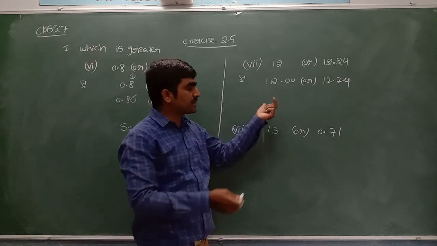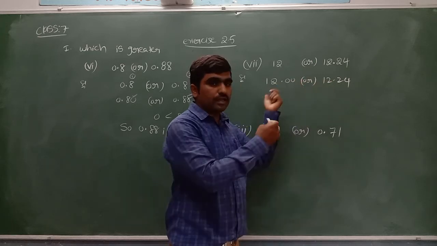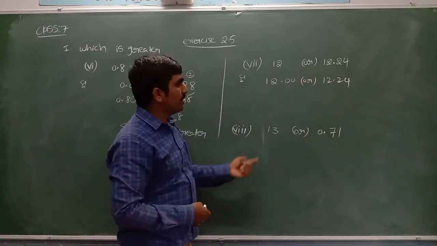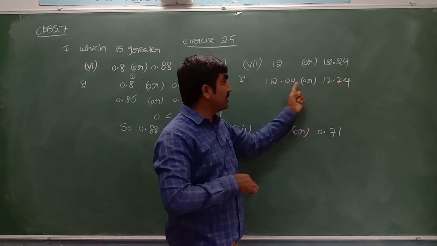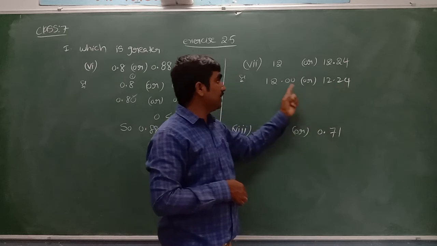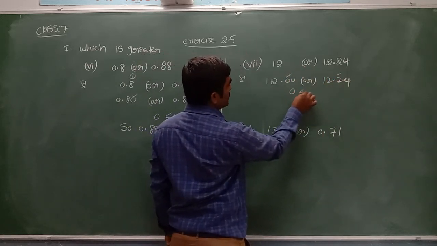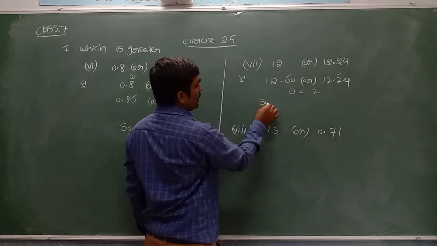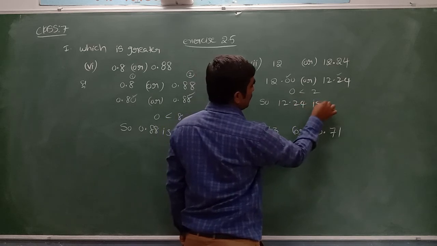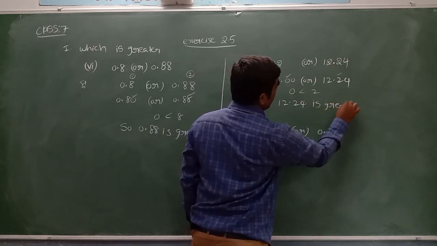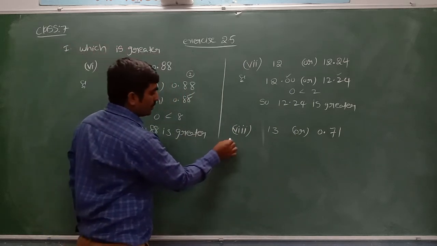Now do the comparison. First we have to compare the whole number part. 12, 12. The whole number part is the same. Then we have to move to the decimal part. In the decimal part, first we have to compare the 10th place digit. What is the 10th place digit? 0 and 2. Yes, in the 10th place you can see 0, a small number, and 2, a greater number. 0 is smaller than 2. So now what is the greater? So 12.24 is the greater decimal. 12.24 is greater than 12. Now we'll see one more.